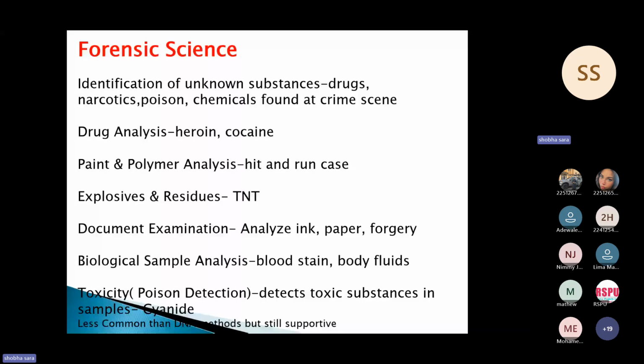With fake signatures or false bills they will make, we can analyze the ink and the paper and find out whether it's a proper document. Then we can do biological sample analysis like bloodstains, body fluids, saliva. We can use FTIR spectroscopy for this one. Then toxicity. They detect toxic substances in the samples, like cyanide.